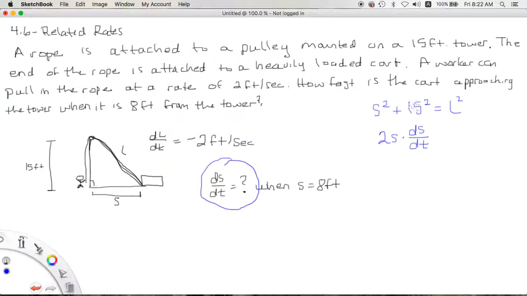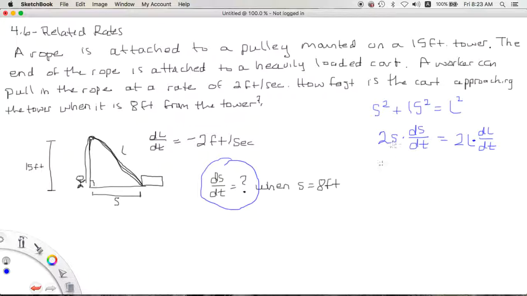Then here, 15 squared is a constant, so the derivative is 0. And then here, again, the length of the rope is a function of time. It's changing with respect to time, so I have to use my chain rule to take that derivative. So now what I need to do is plug in all my values that I know at this time that I'm looking at, and I'll be able to solve for the one that I want, which is this ds/dt.